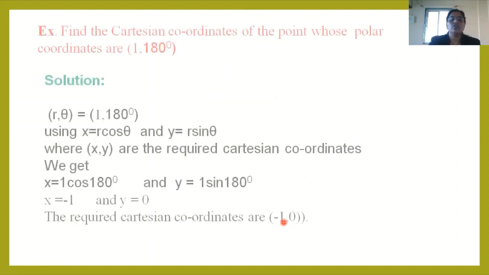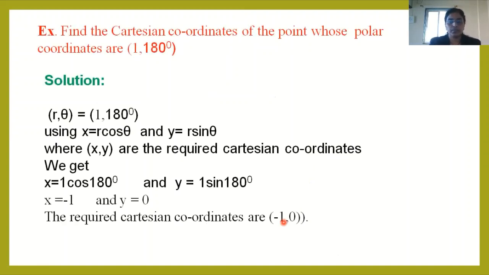In this way, we can convert the Cartesian coordinates into polar coordinates and polar coordinates into Cartesian coordinates by using the formulae x is equal to r cos theta and y is equal to r sin theta and r is equal to square root x square plus y square and tan theta is equal to y upon x.